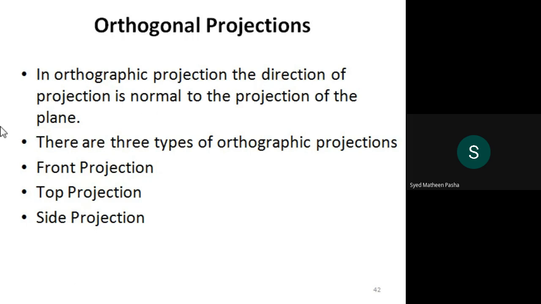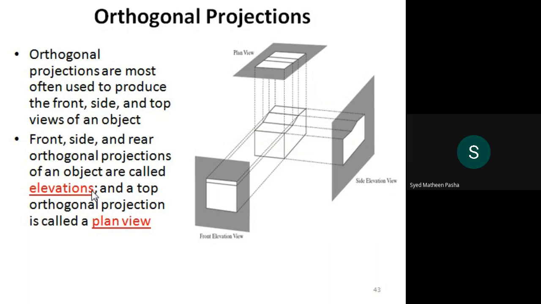There we have three kinds of orthographic projections: front projection, top projection, as well as side projection. This basically tells you the kind of face you are projecting of that particular object. And you can check out, this is an example of orthogonal projection, where, as I told, orthogonal projection is basically used to find out the front view, side view, or the back view of that particular object.